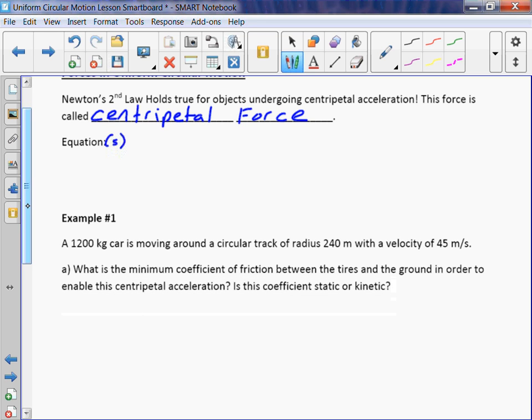And we got three equations. Let's make it color coded here.